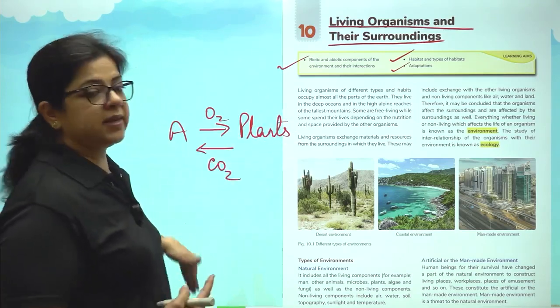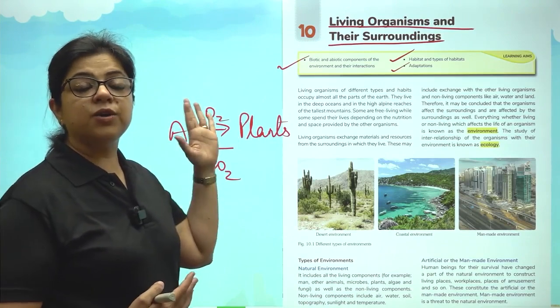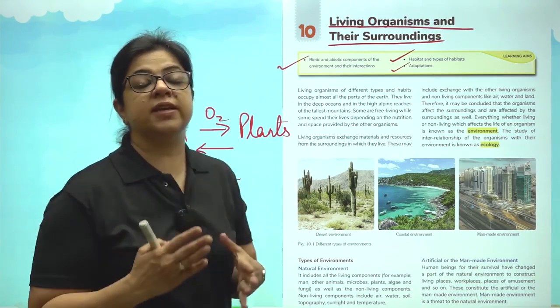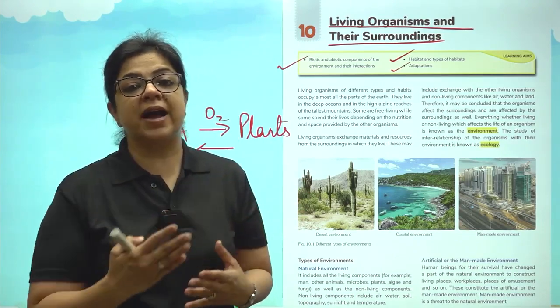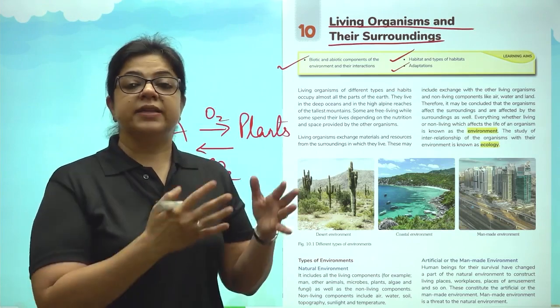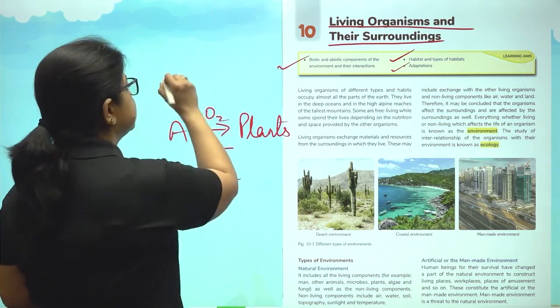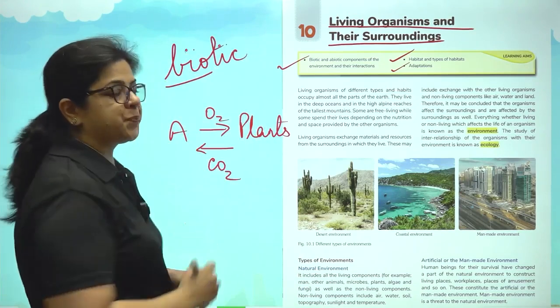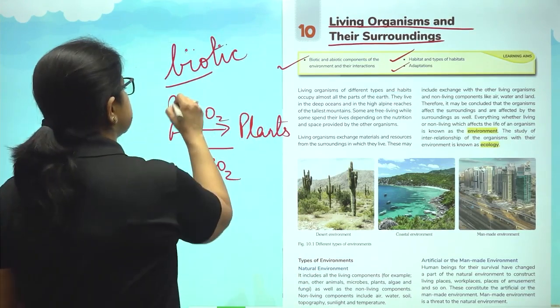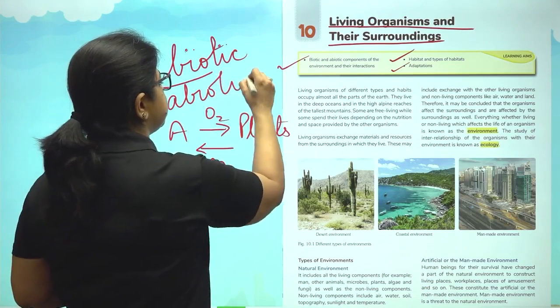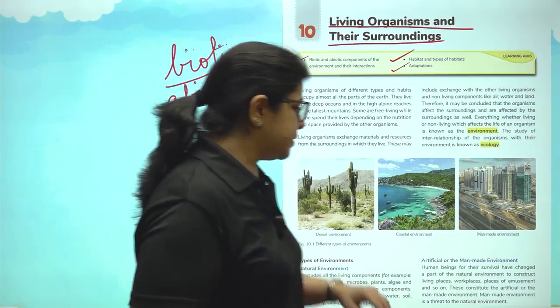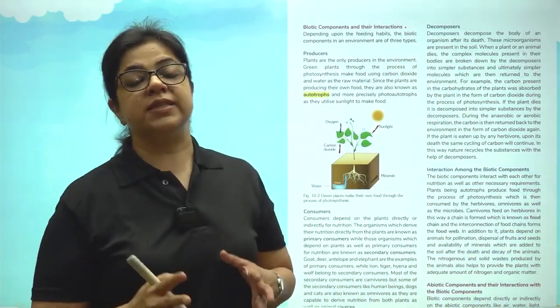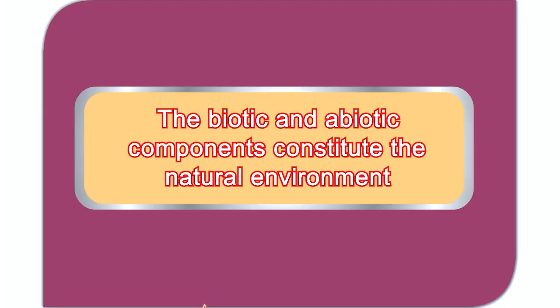Now, all the things in an environment are together differentiated into living components and non-living components. The living components are known as biotic, bio meaning life, and non-living components are known as abiotic. Now let us understand about these components in detail. The biotic and abiotic components constitute the natural environment.